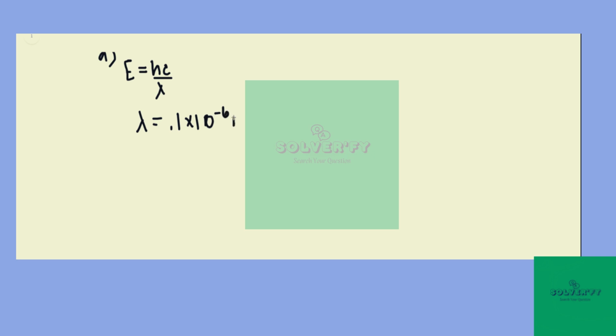Okay, so in this question, we're talking about a photon with a wavelength of 0.1 micrometer. So let's see where this problem goes. E is equal to hc over lambda. And then we were told lambda is 0.1 micrometer, so it's 0.1 times 10 to the minus 6 meters. And what we want to do is do h times 0.998 times 10 to the 8th, and then divided by 0.1 times 10 to the minus 6.